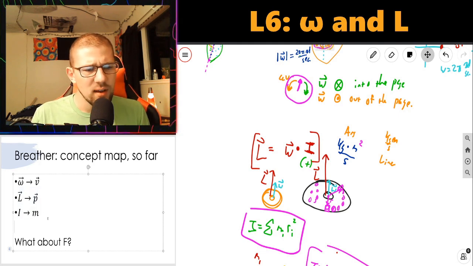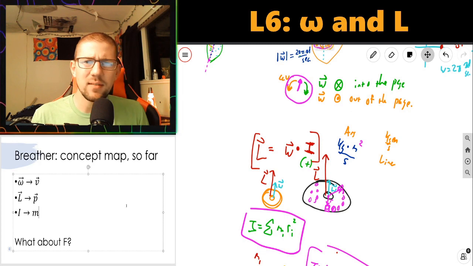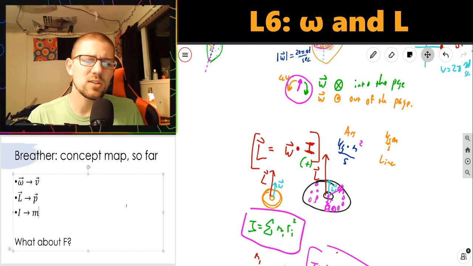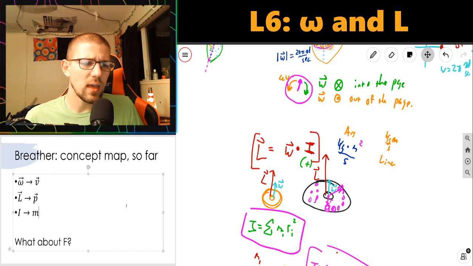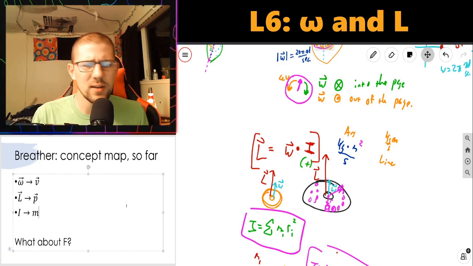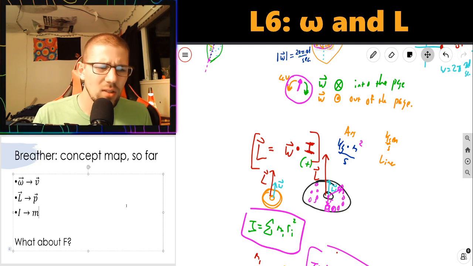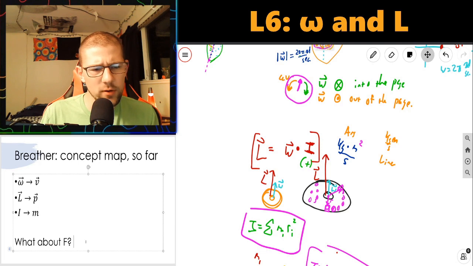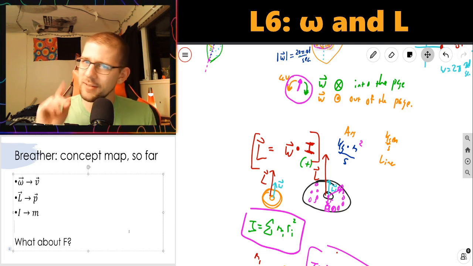As a result, moment of inertia is kind of like mass. It just tells me how hard it is to change something's angular velocity. So the larger something's moment of inertia is, the harder it is to change its omega, its angular velocity. The larger an object's mass is, the harder it is to change its velocity. What about force? What's going on with force? That's for next time. You'll have to stay tuned.